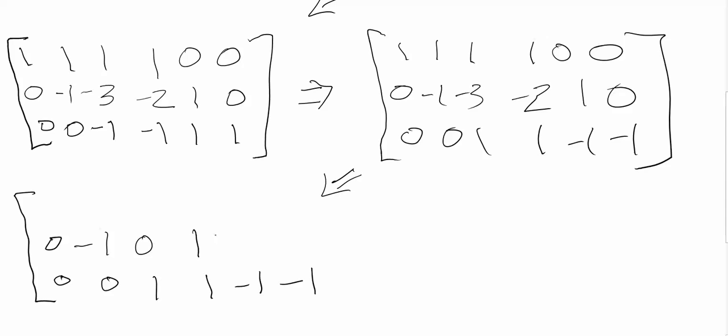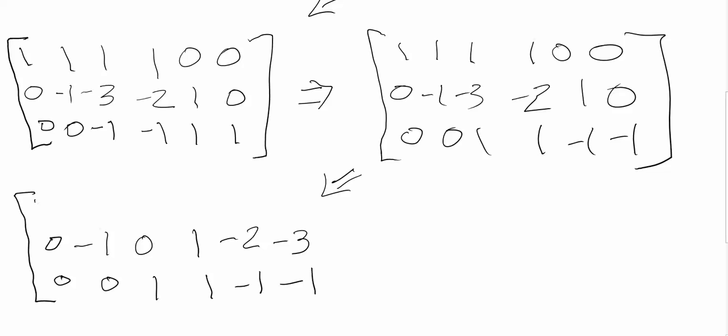3 times minus 1 is minus 3, plus 1 is minus 2. 3 times minus 1 plus 0 is minus 3. Okay, so we got our row 2 transformed to what we wanted, but now we want to get rid of the third one in row 1. And to do that, we're going to take the old row 1 minus the old row 3.